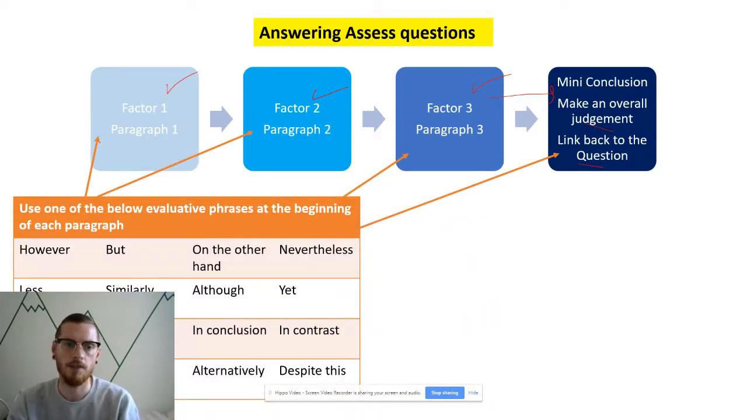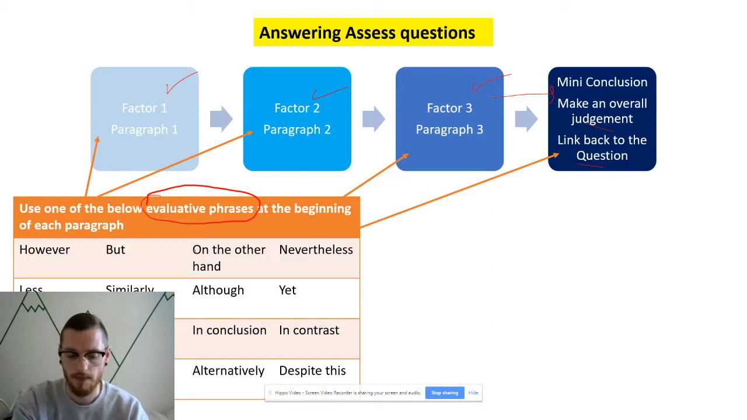Now, at the start of each of these paragraphs, where the arrows are, I would like you to use an evaluative phrase. So you start each paragraph with one of these, okay? Like, I finished my first paragraph and start my second, I'm showing the examiner that I'm starting a new point, but I'm weighing up. That's what assess is. You're weighing up different factors. Factor 1, weigh it up. Factor 2, you're weighing it up. Factor 3, you're weighing it up. You're weighing all 3 in terms of the exam question.